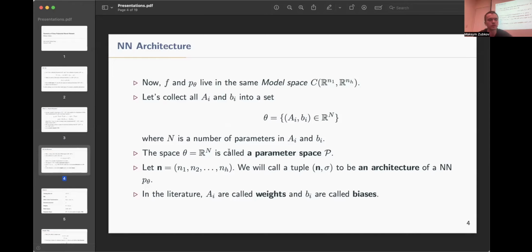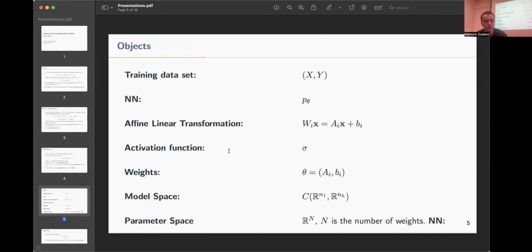So what objects do we have? We have a training data set. We have our neural network, which is giving us a composition of affine transformations with some nonlinear activation function. We have our weights, and we have our model space in which our neural network kind of lives, and we have our parameter space.